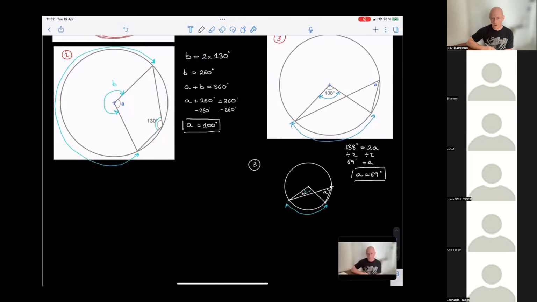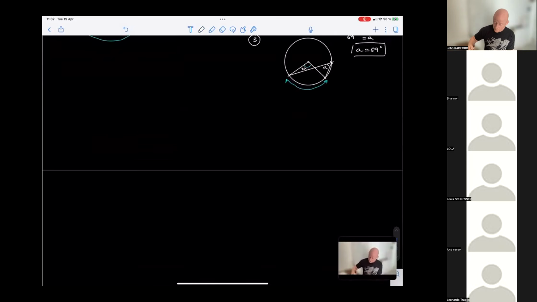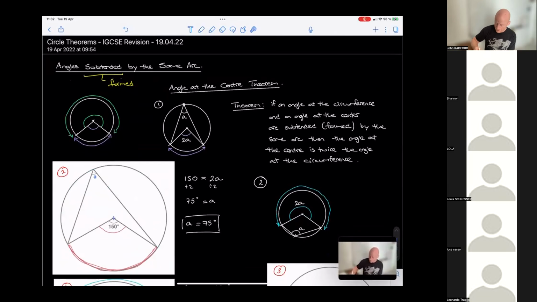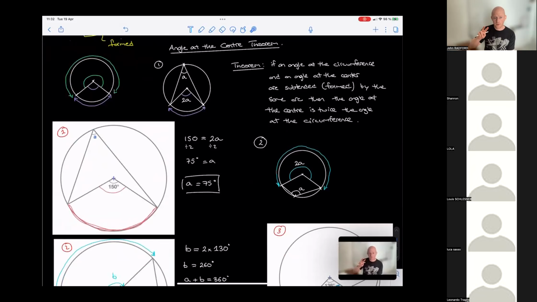Okay. Hopefully that helps. That's the first scenario, right? And you guys have to be, well, hopefully you're comfortable in recognizing it. There we go. Okay. Next one. Remember, if you saw at the very top here, I said the first thing we're dealing with here are angles subtended by the same arc. So this was the first one. Now on to the next one.